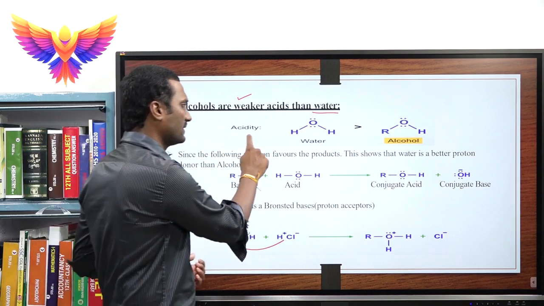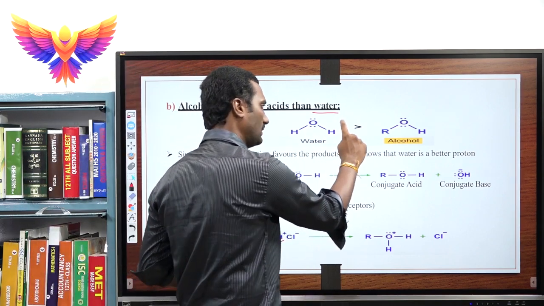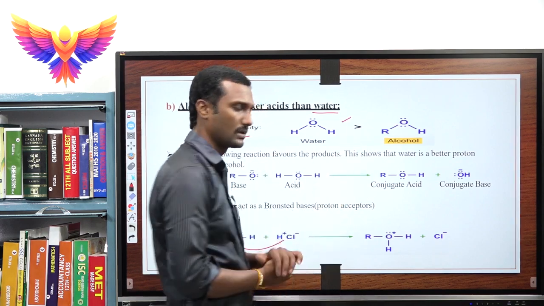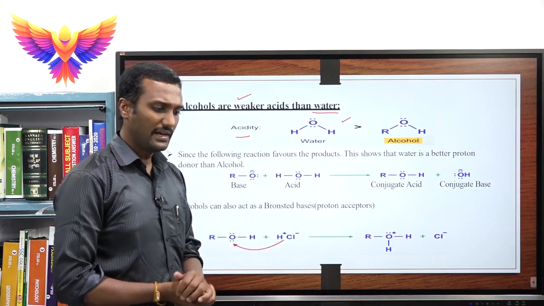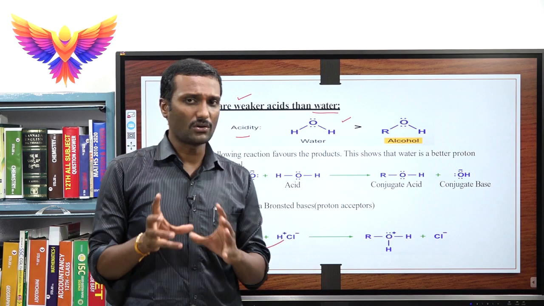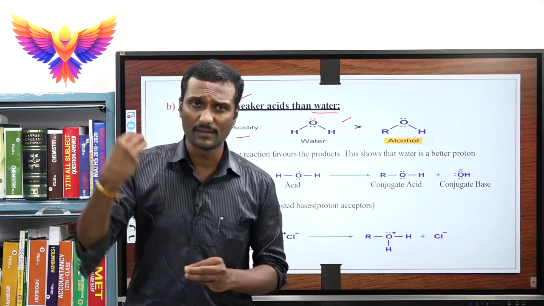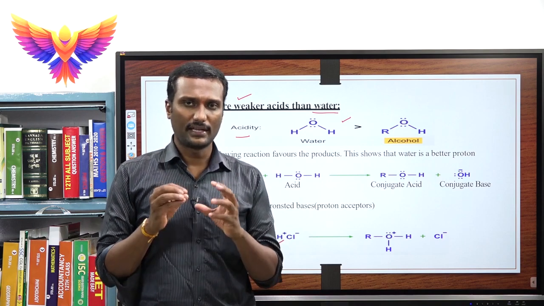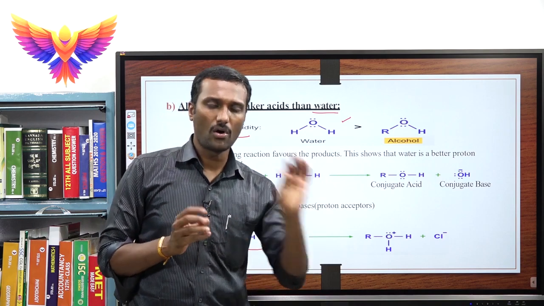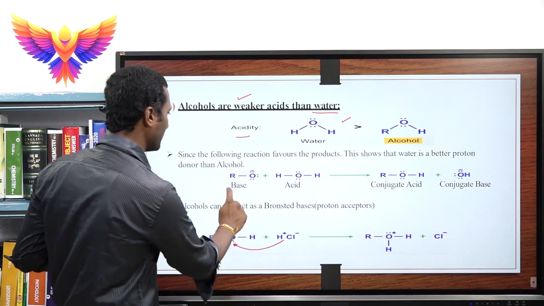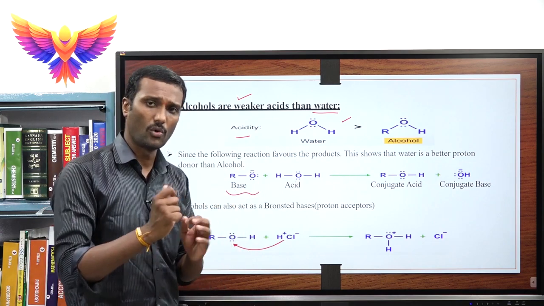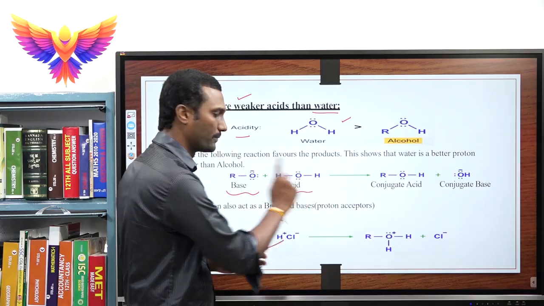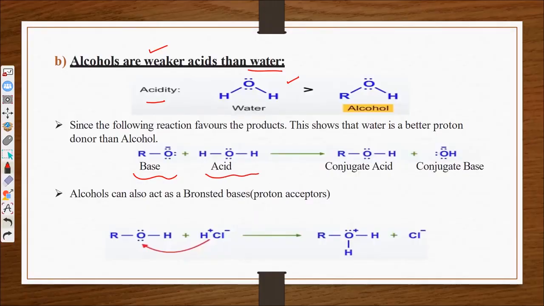Here I have shown that the acidity of alcohol is less and water is more acidic than alcohol. To understand how water is more acidic in nature, I have taken water plus alkoxide ion. What is the meaning of alkoxide ion? It is RO minus. So water, H2O, is the acid and the alkoxide ion, RO minus, is the base.